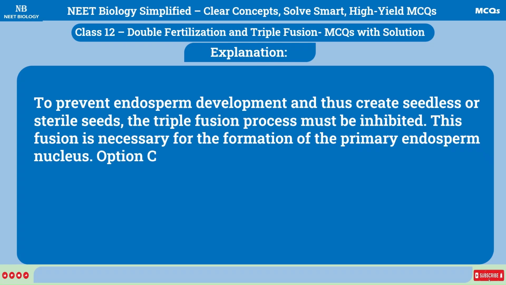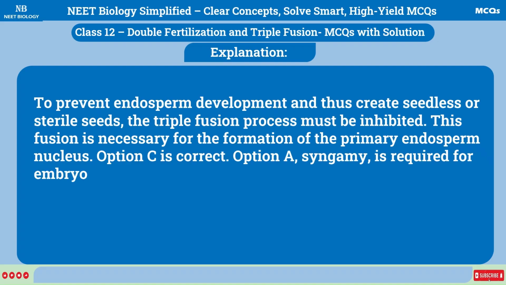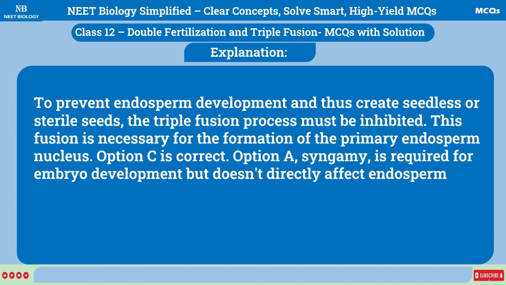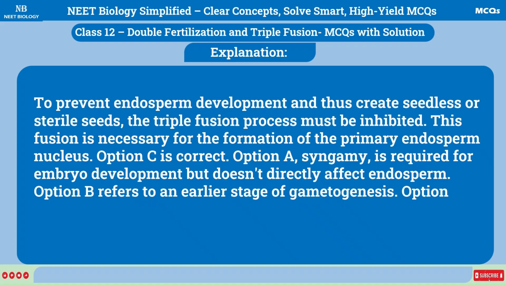Option C is correct. Option A, syngamy, is required for embryo development but doesn't directly affect endosperm. Option B refers to an earlier stage of gametogenesis. Option D only affects the zygote, not the endosperm.